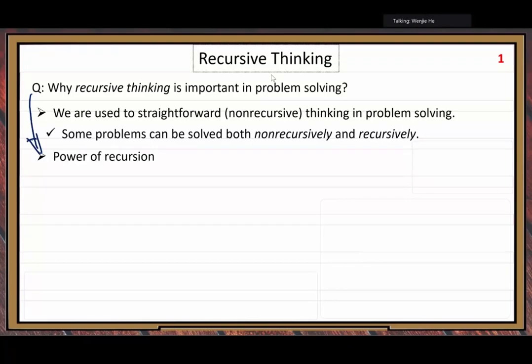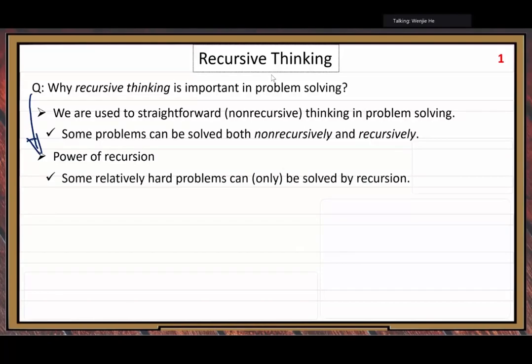For this part A, I want to convey this idea, let you see it and feel it: the importance, and why it is so useful in problem solving.